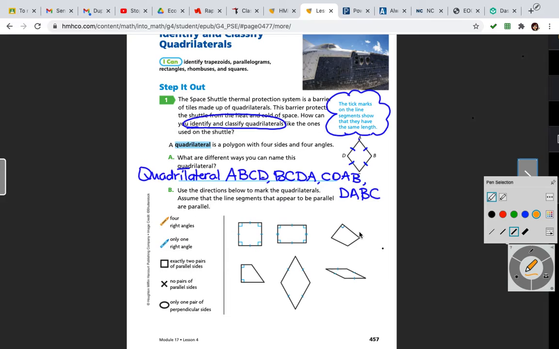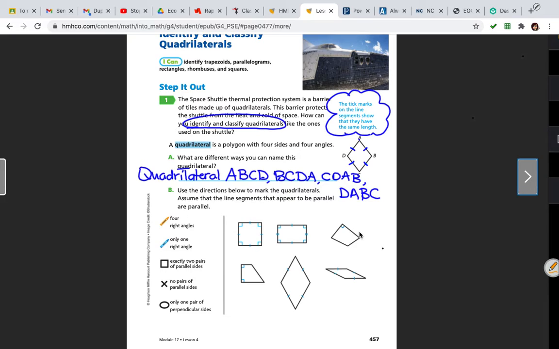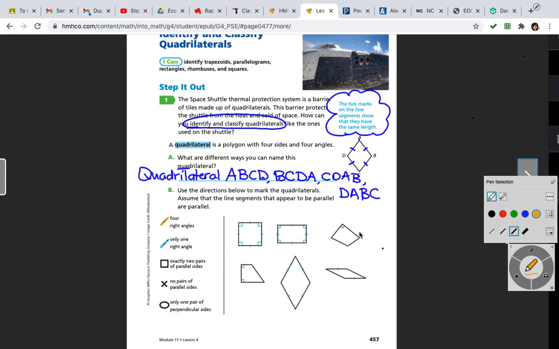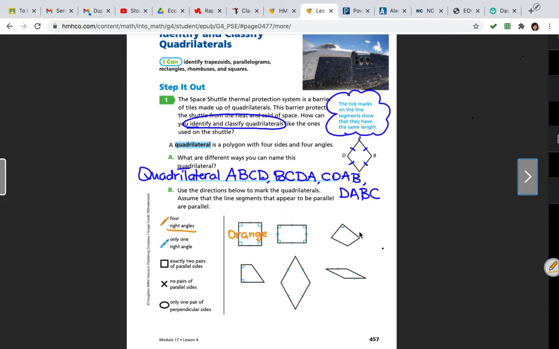I'll write orange. Okay. So it says 4 right angles. Well, this one has 4 right angles. The first one's segment, so I'm going to write these are orange. Lost my orange. Let's try again. The first and second one both have 4 right angles, so they're orange. Just write orange. Those are the only ones that have 4 right angles, so I'll check that off.